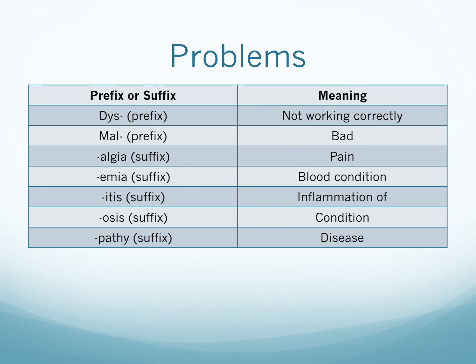This next slide identifies the prefixes and suffixes that indicate a problem with body parts. The meaning of the prefix dis is not working correctly. Mal means bad. The suffix algia is in pain, and the meaning of emia is a blood condition. The suffix itis indicates inflammation of, and the suffix osis is a condition, and pathy means disease.